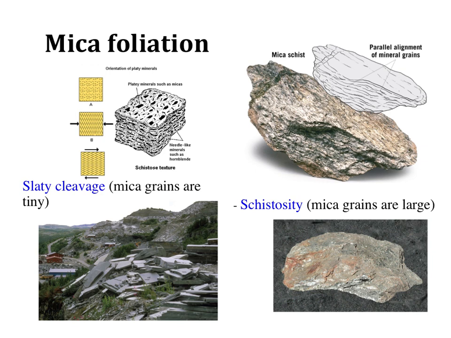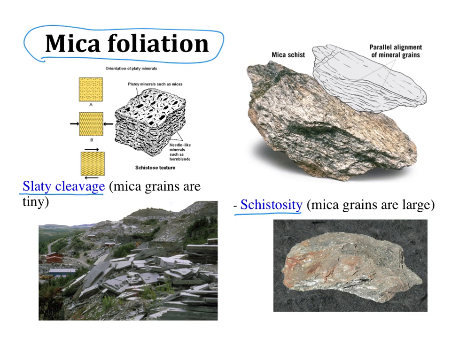We have different names for different kinds of foliation because foliation can look different depending on what kind of minerals have developed in the rock. So there are two terms that your book will use, slaty cleavage and schistosity. I put both of those in the category of mica foliation because this type of foliation happens only to rocks that are made almost entirely of micas.